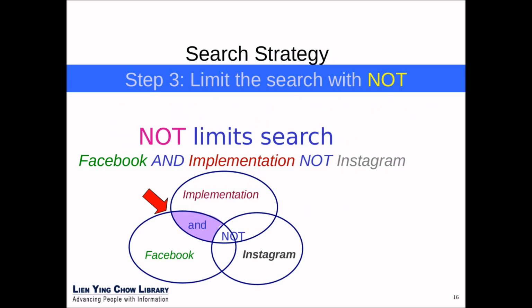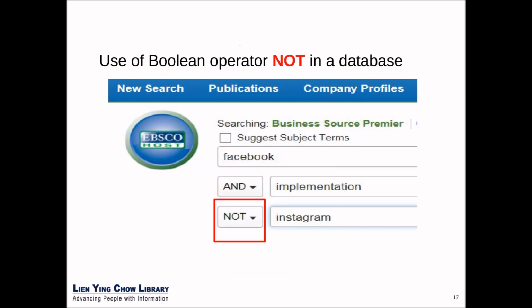In step 3, you may also limit a search by using the operator NOT. For example, you may want to search articles that contain both the words Facebook and implementation, but not the word Instagram. In such an example, you may use the operator NOT. In an example using Business Source Premier database, the operator NOT is used to sieve out the word Instagram.